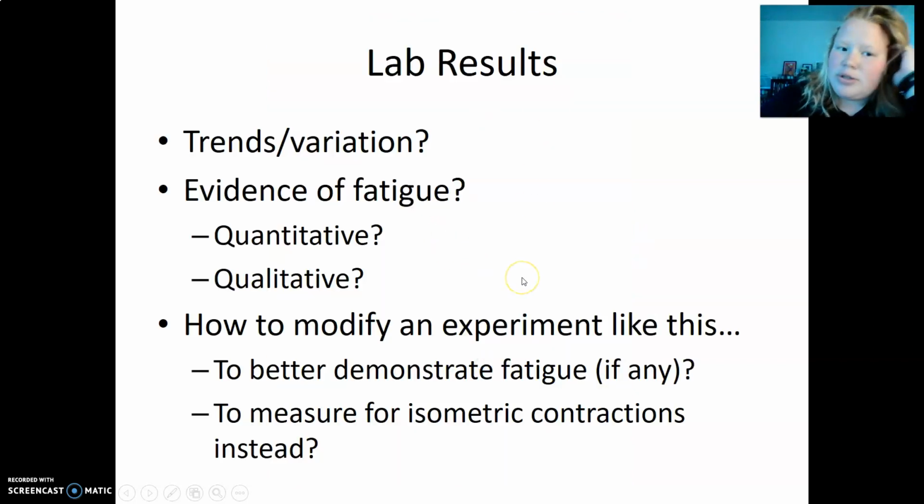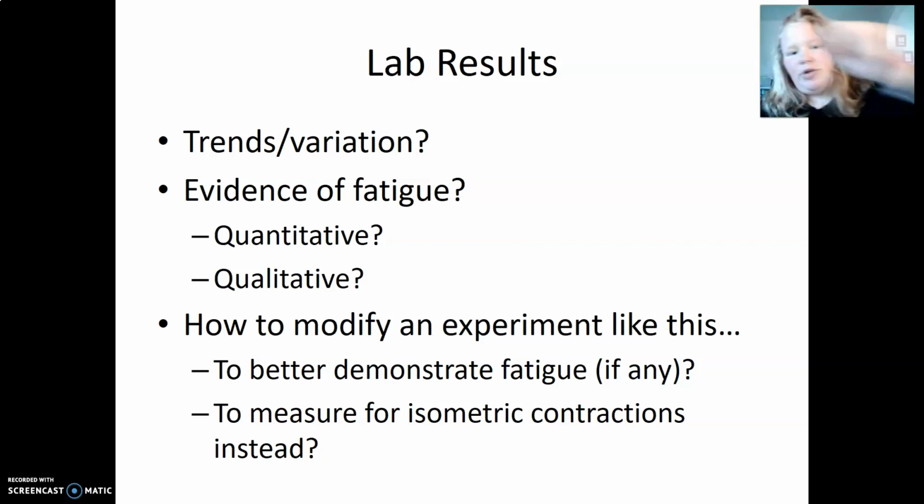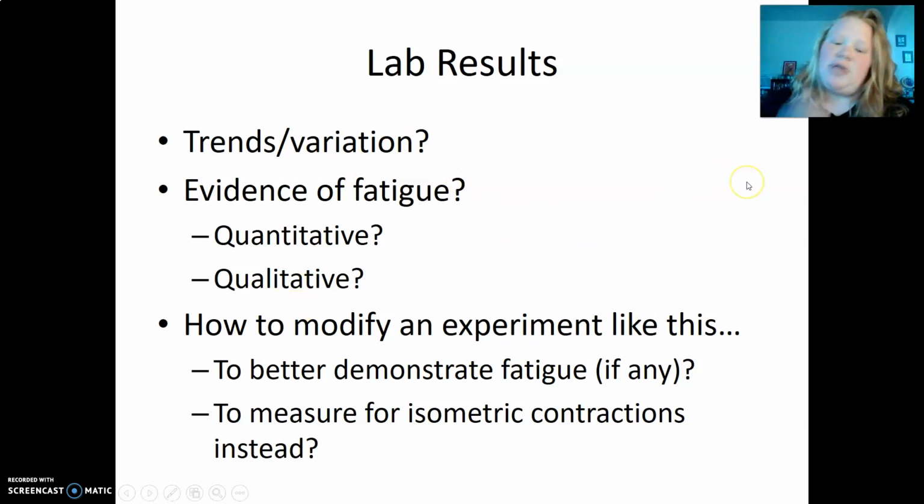Okay, lab results. Hopefully you saw some trends, that you started to fatigue towards the end of the trials. Some people will fatigue towards the end of the trials and then they'll have another boost of energy, so their graph will look more like this. So think about how you can modify this to better demonstrate fatigue or to measure for isometric. Ignore that second part.